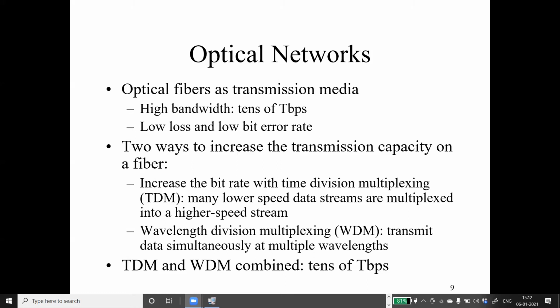We have a kind of multiplexing system to allocate different time slots to each user, and hence multiple users can be accommodated, giving importance to each one. And the third type, which the optical network prefers, is using TDM and WDM combined. Both these multiplexing techniques can be used.